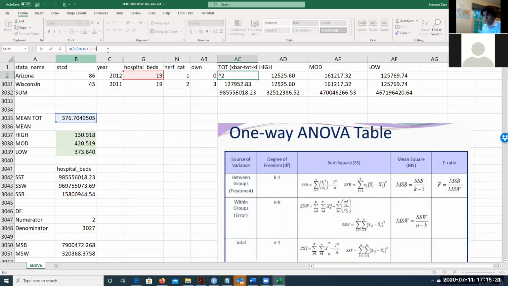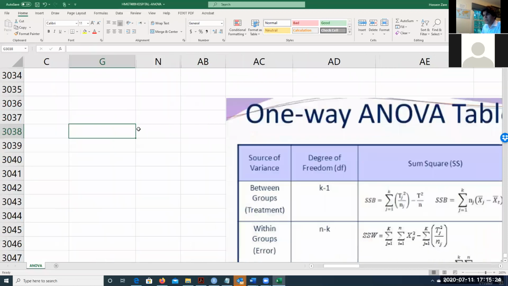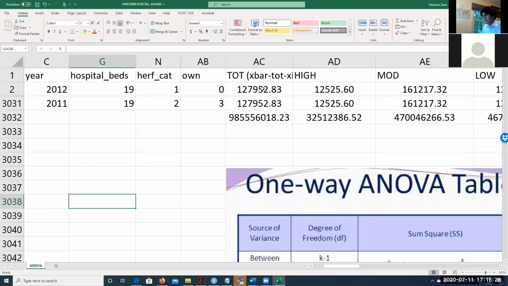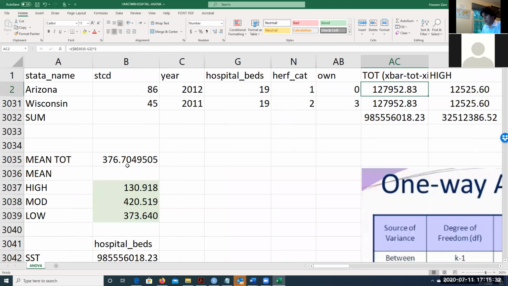So this is the formula. Let me give you a bigger screen; hopefully you can see. This is the formula, right? I'm subtracting this from this. And as you see, I fixed this using the dollar sign for B, B3035, a dollar sign for B and a dollar sign for 3035. If you copy this formula to any place, it will keep this fixed.